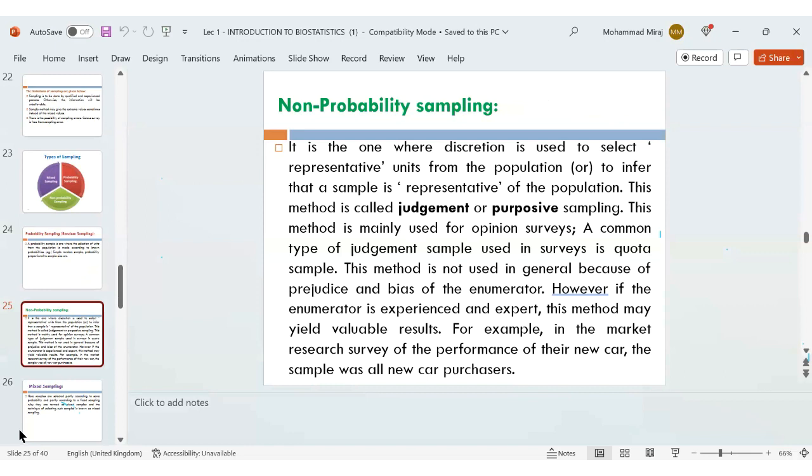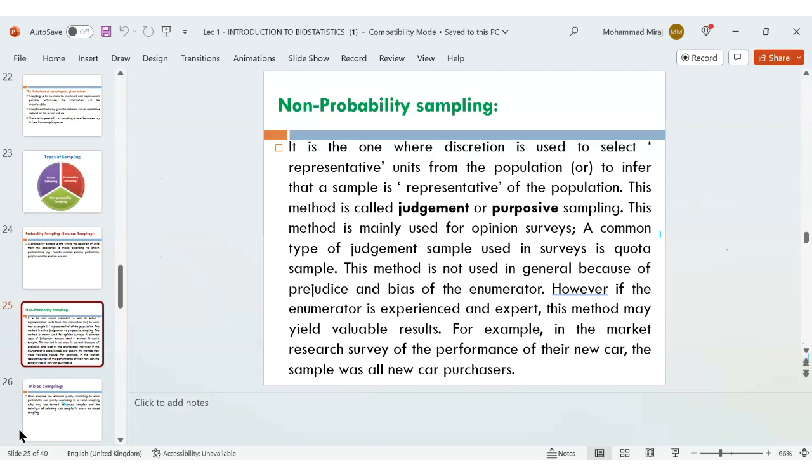I told you that there are three types of sampling: probability, non-probability, and mixed sampling. Non-probability sampling is the one where discretion is used to select representative units from a population to infer a sample which is representative of the population. So even if I am using my discretion, my convenience, or my judgment, it should still be representative of the population. So the method is called judgment or purposive sampling, because purposively or judgmentally I am doing it, and this is mainly used for opinions. Whenever we are taking surveys or opinions, this can be used.